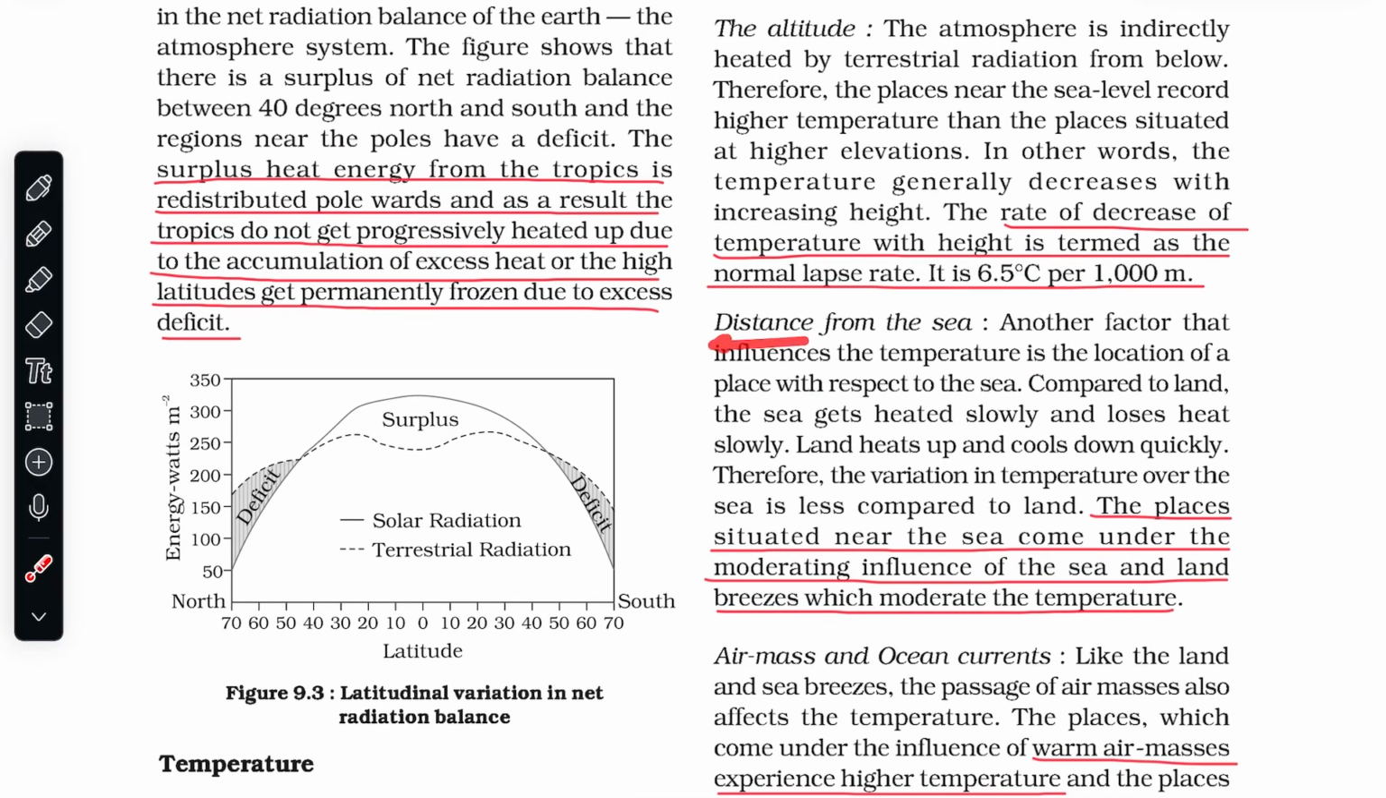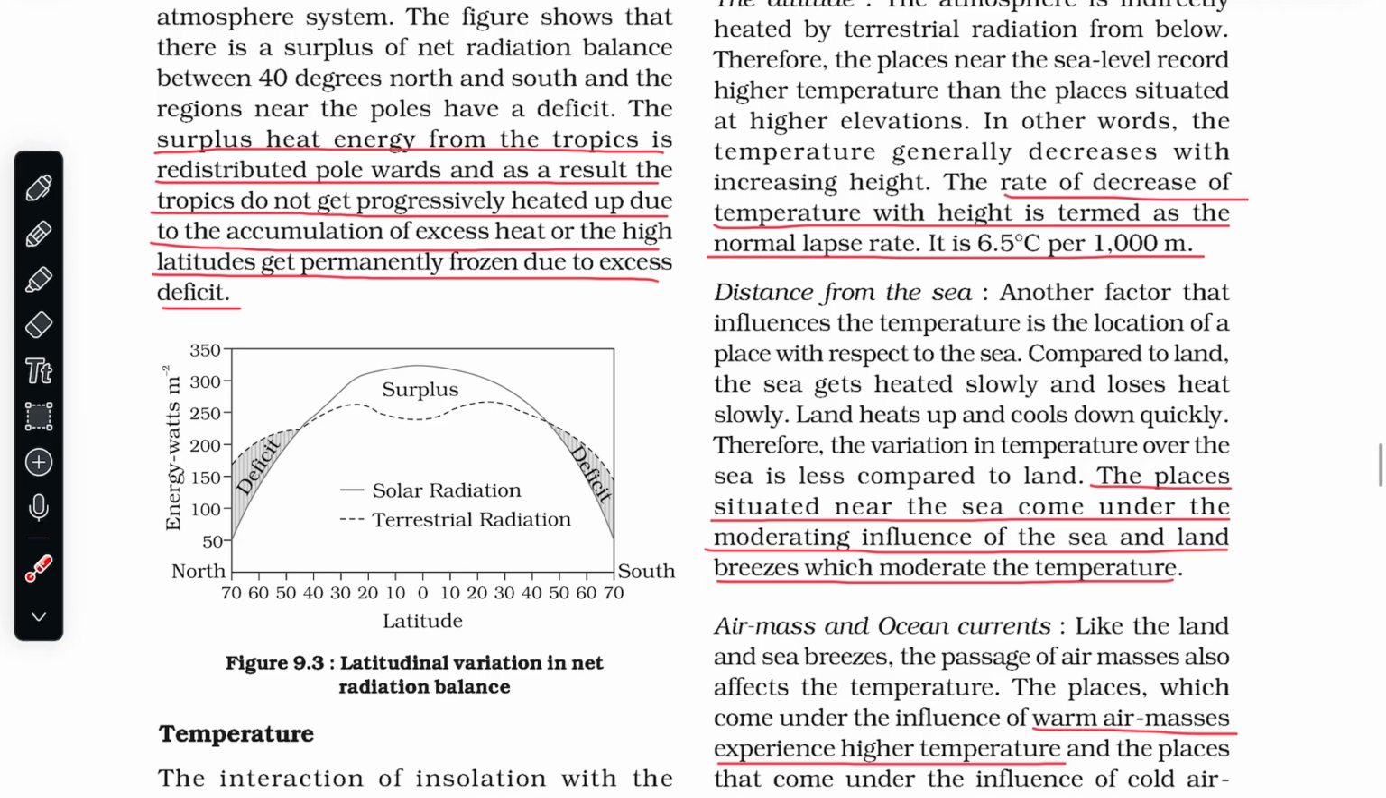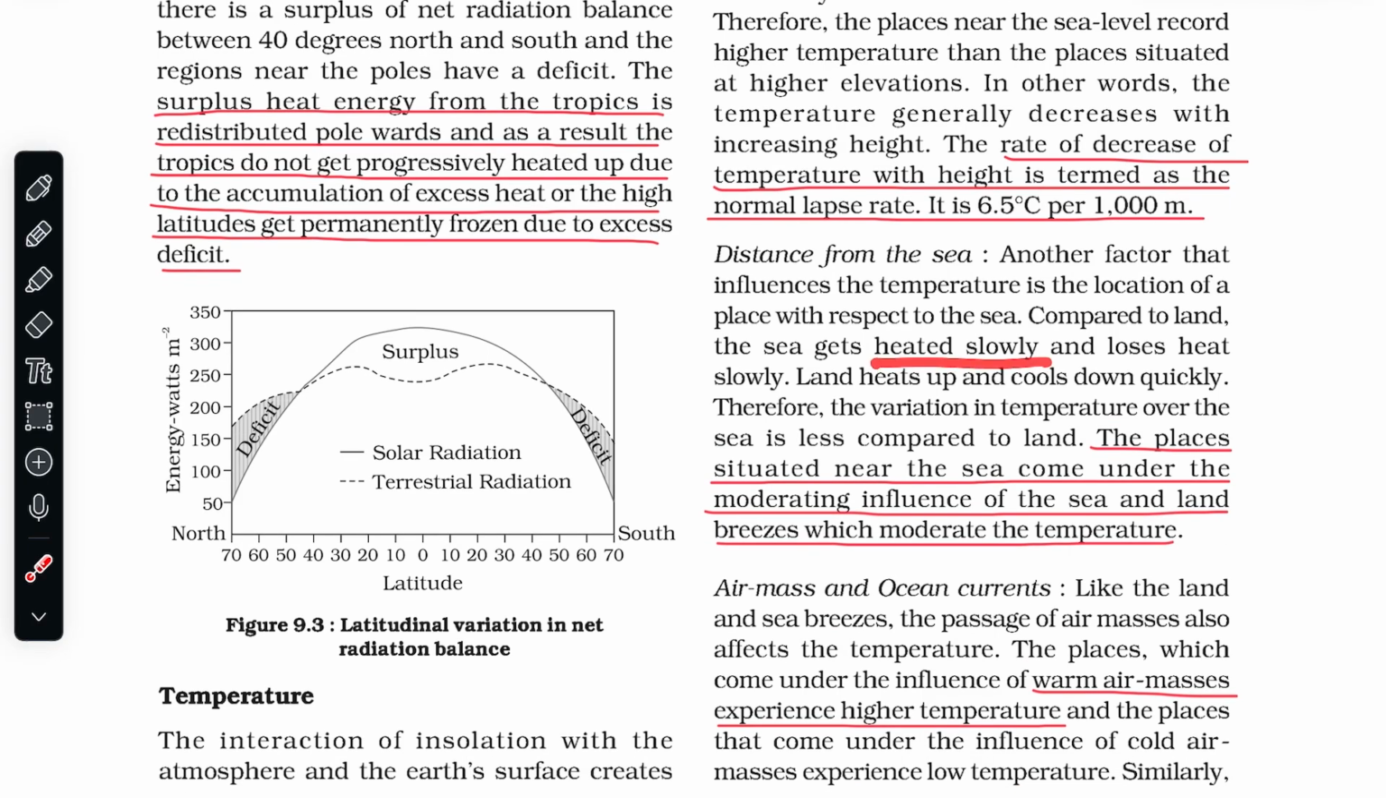So distance from the sea also matters. Another factor that influences the temperature is the location of a place with respect to the sea. Compared to land, the sea gets heated slowly and loses heat slowly. Land heats up and cools down quickly. Therefore, the variation in temperature over the sea is less compared to the land. This can also be said to be the moderating effect.